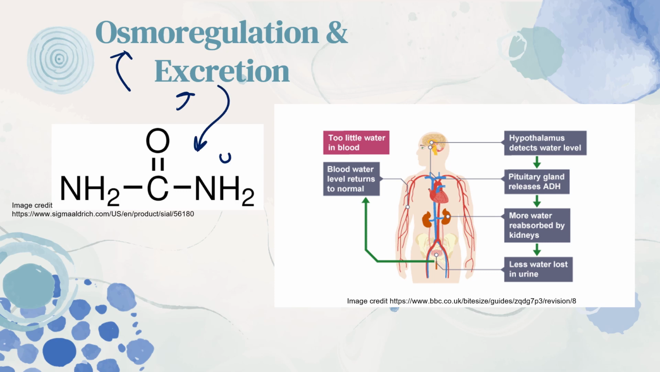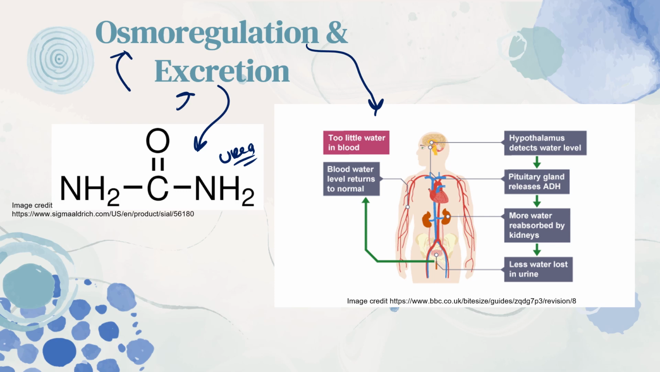This molecule is urea. Urea is a waste product that is produced in the breakdown of proteins. It is moderately toxic, and so we definitely want to get it out of our bodies. When our blood is filtered by the kidneys, one of the products that gets filtered out is urea. That urea is sent to the bladder, and then we excrete it in our urine.